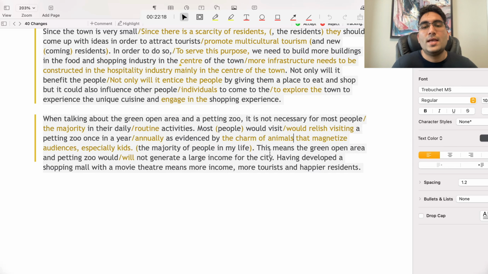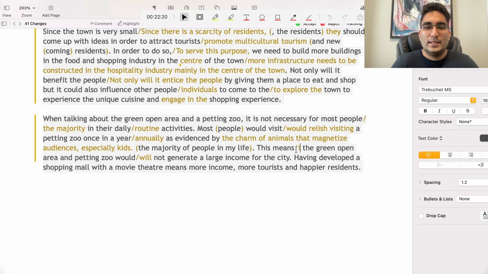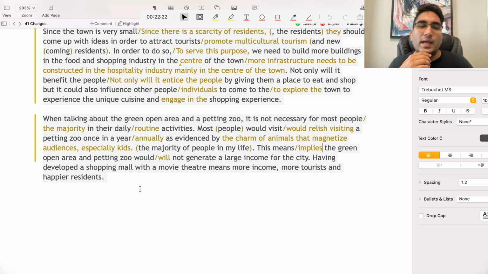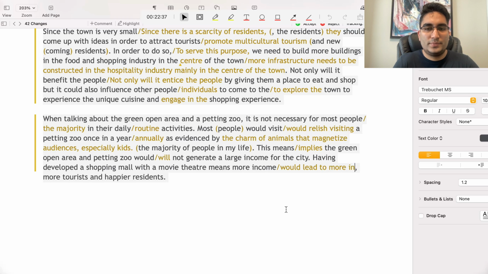Make it specific. This means, this implies, make it fancy, the green open area and petting zoo would not generate a large income for the city. Having developed a shopping mall with a movie theater means more income. Let's say it would lead to more income, more fancy, instead of "means more income." More tourists and happy residents, let's say, instead of happier, joyful. I never like the word happy, avoid it, say joyful or something else.